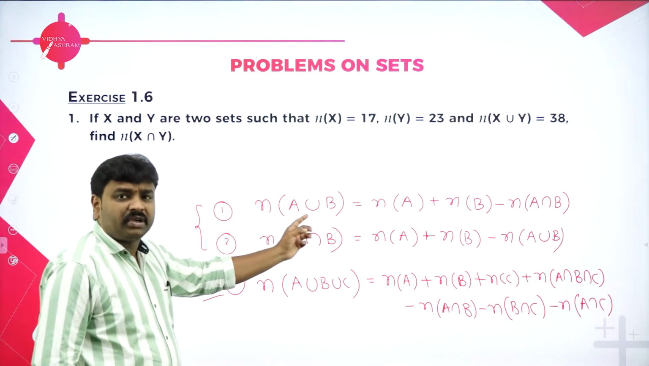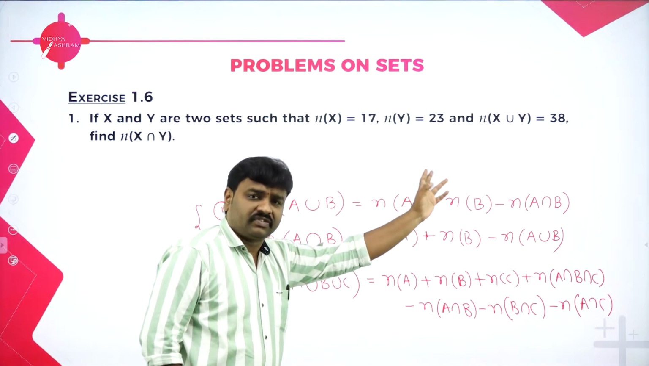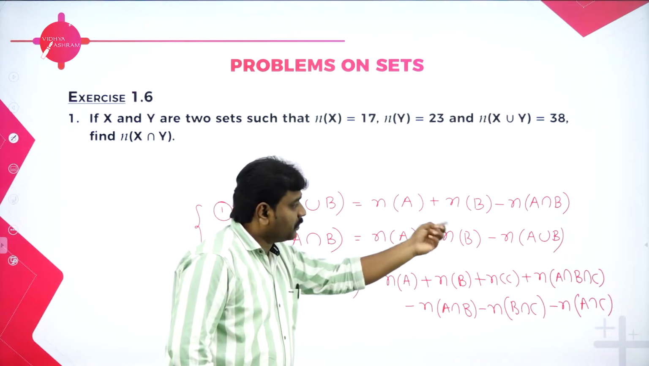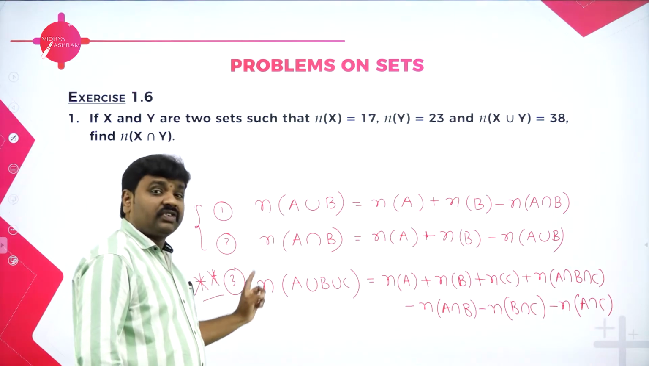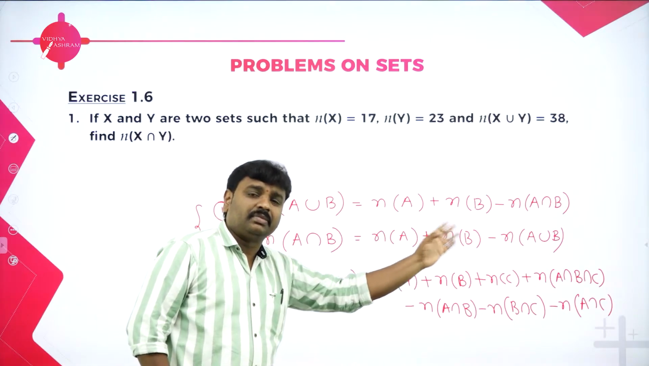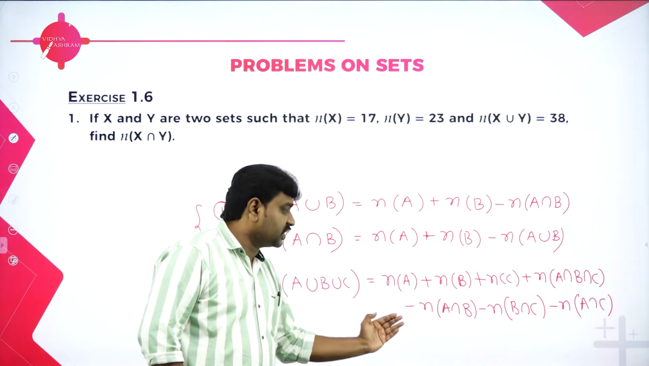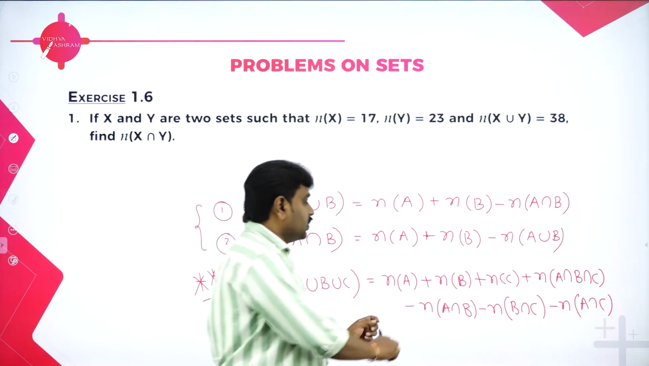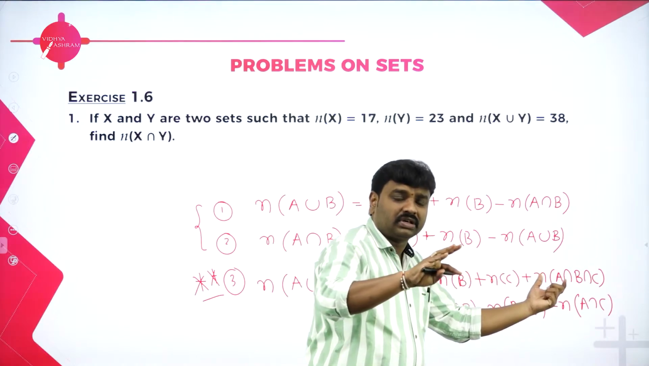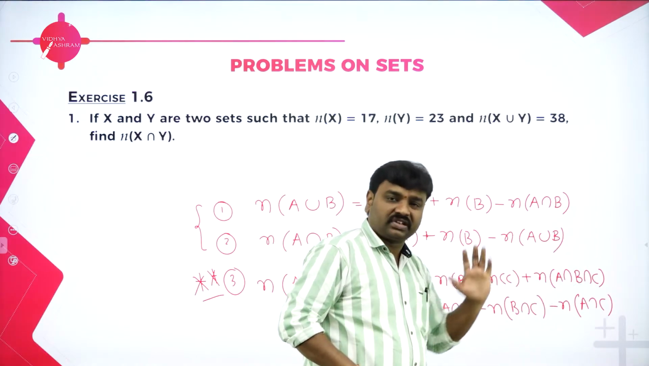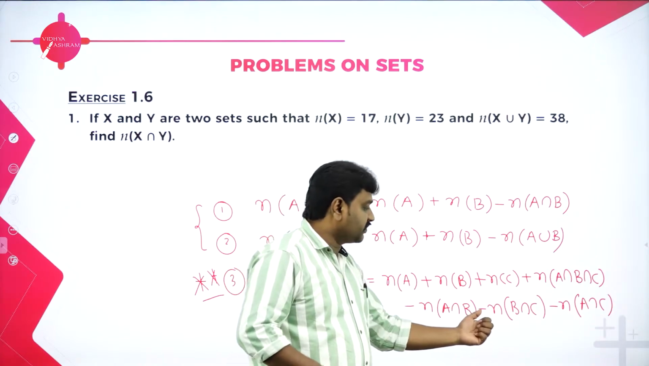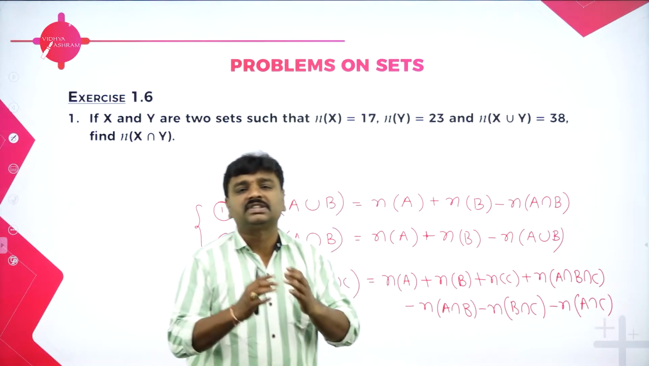What is n of A union B? n of A plus n of B minus n of A intersection B. What is n of A intersection B? n of A plus n of B minus n of A union B. What is n of A union B union C? n of A plus n of B plus n of C plus n of A intersection B intersection C, minus n of A intersection B. See, first you add all three, then add all the common elements. Common means what? Common for A, B, C, that is A intersection B intersection C, and remove two: minus n of A intersection B, minus n of B intersection C and minus n of A intersection C.